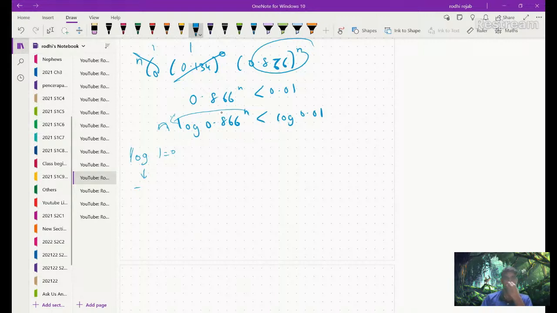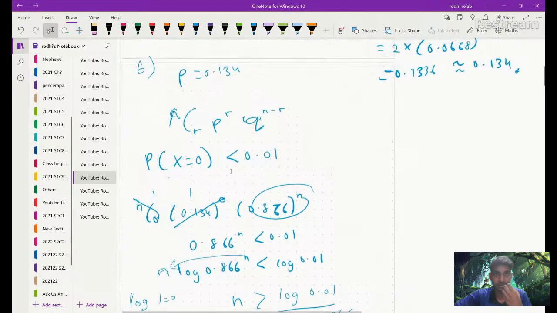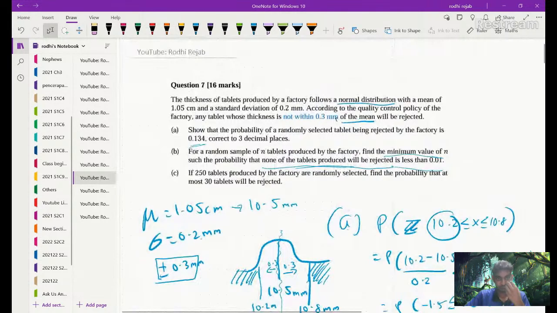And as I said, this value will be a negative number, and if we multiply or divide by a negative, the sign would change. So n would be bigger than log 0.01 over log 0.866. So you would get n bigger than 32.01. They asked the minimum value. Is there anything bigger than 32.01? So our n, we would get 33. That's B.